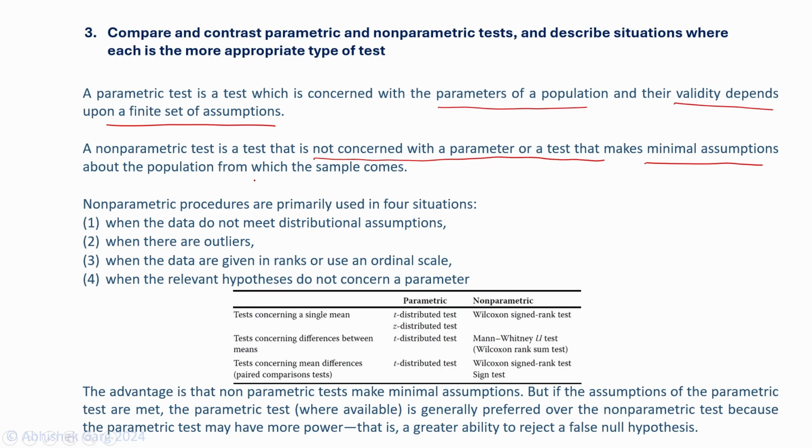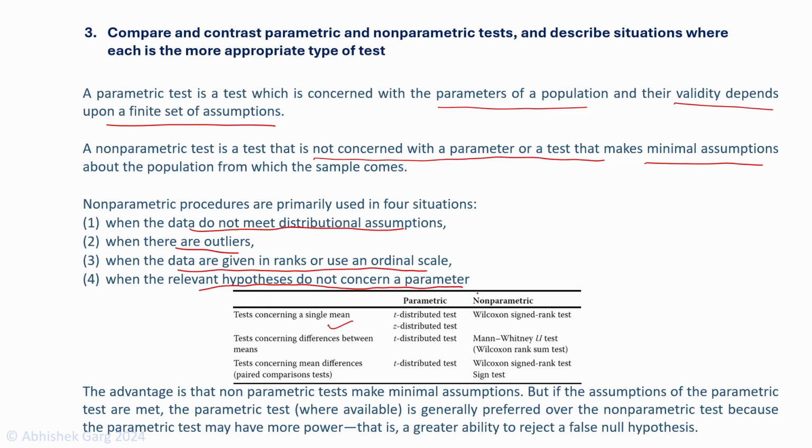Non-parametric procedures are used in mainly 4 situations. First of all, when the data does not meet distributional assumptions, when there are outliers, when the data is given in ranks or it uses the ordinal scale, and when the relevant hypothesis does not concern a parameter. So there are different types of non-parametric tests.